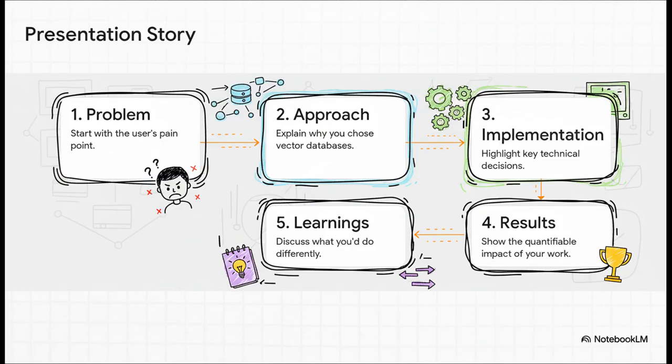And then, when you're in an interview or just talking about it, you need to tell a story. This 5-step structure is perfect. Start with a problem, the user's pain point. Then, explain your approach, why a vector database was the right tool for the job. Walk through a few key implementation details. Share those awesome quantifiable results again. And then, and this is huge, talk about what you learned. It shows you can reflect and grow.